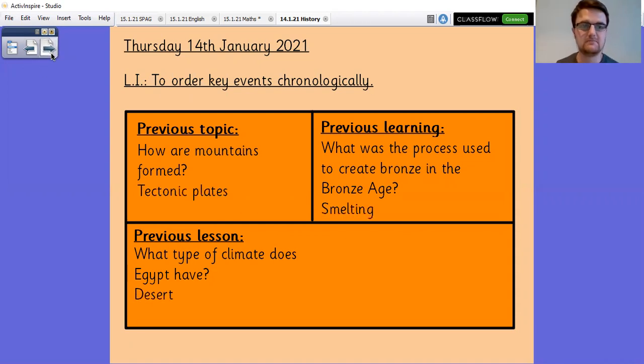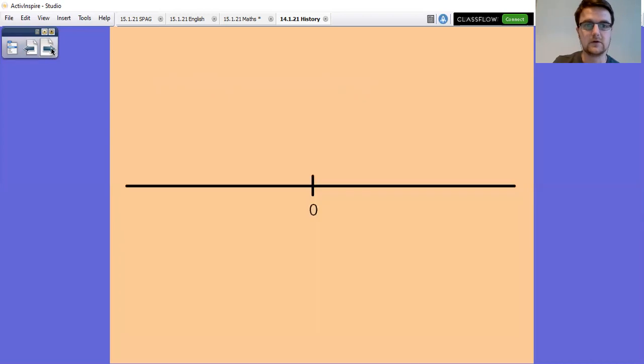Okay, let's have a look. So mountains are formed through a variety of different ways, but hopefully you got something about tectonic plates in there, whether it is them colliding and both coming up, whether it's one being pushed under, whether it is them pulling apart and releasing magma, which cools and over a period of time becomes mountains. The process used to create bronze in the Stone Age is called smelting. And the type of climate that Egypt has is a hot desert climate. Hopefully you looked last lesson about why that makes the River Nile such a key component of everything that happened in ancient Egyptian times.